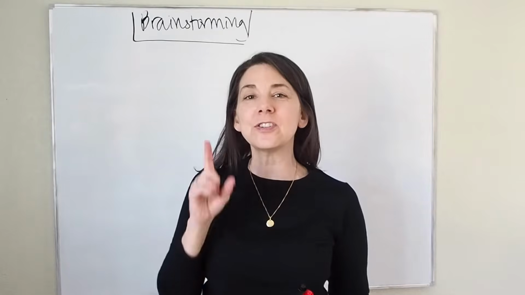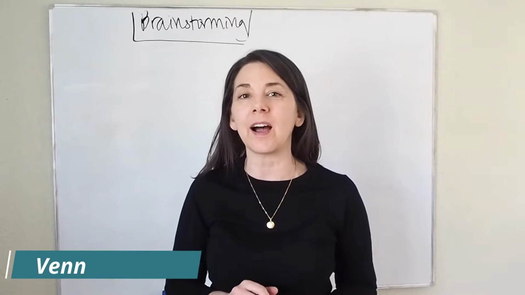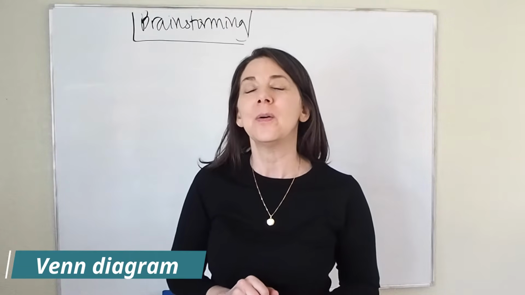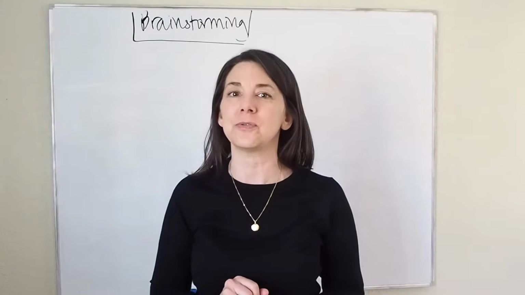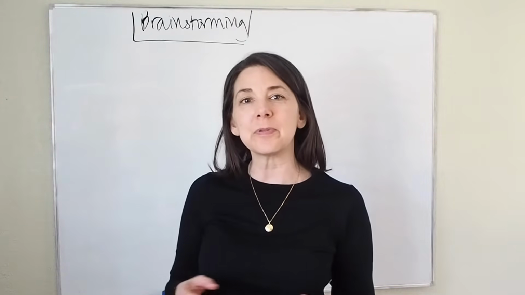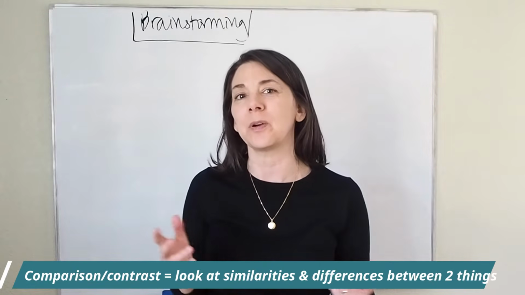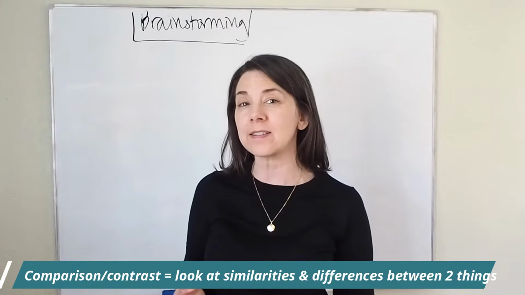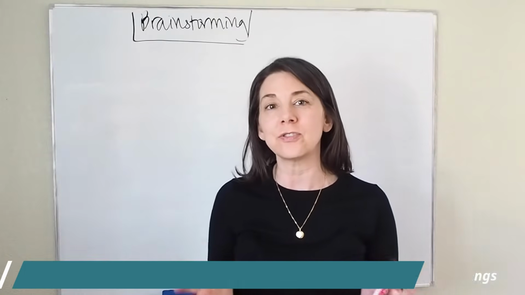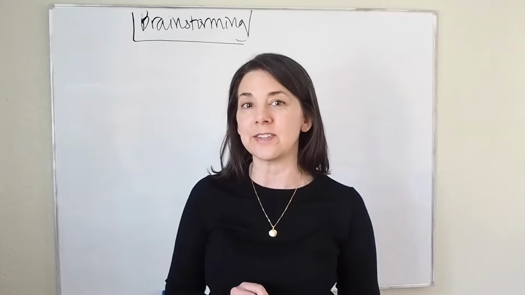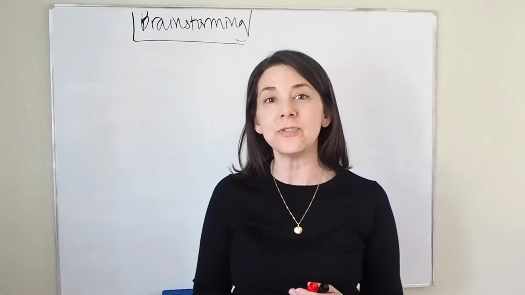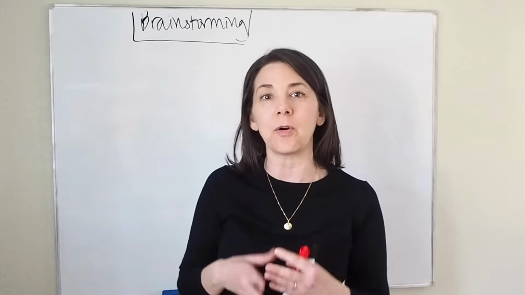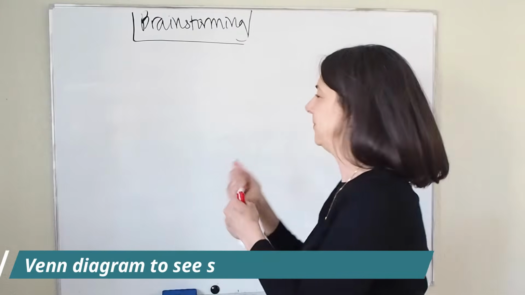I'm going to show you one more type of brainstorming that I find to be very helpful when you need to look at the similarities and differences between 2 things. This is a common type of assignment in the United States where we have to do a comparison contrast, and we need to look at how 2 things are similar and different. So for this, we're going to use what's called a Venn diagram. And to do that, you're going to draw 2 circles that overlap or intersect.